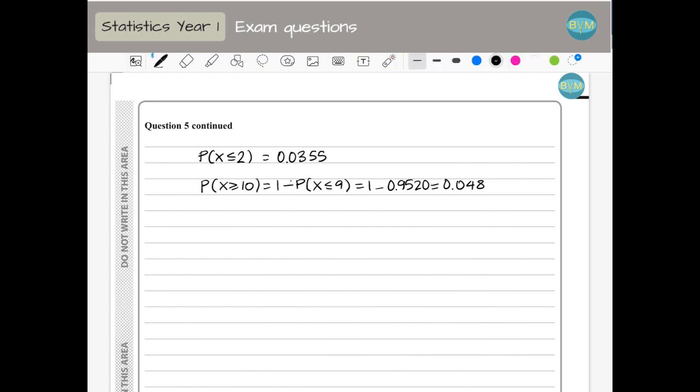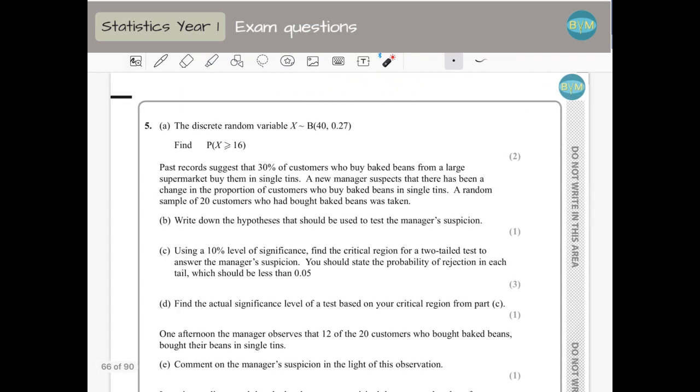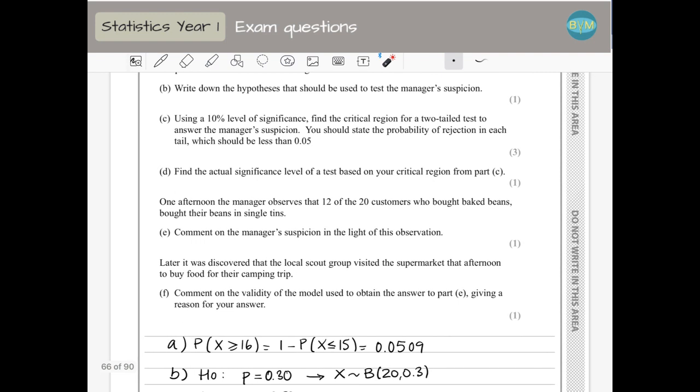So together, the actual significant level, or the actual level of significance, is both of them together. So this one plus this one, which is 0.0835 or 8.35%. Yeah, they give us always the significant level in percentage. I would give the answer in percentage as well. And that was D.